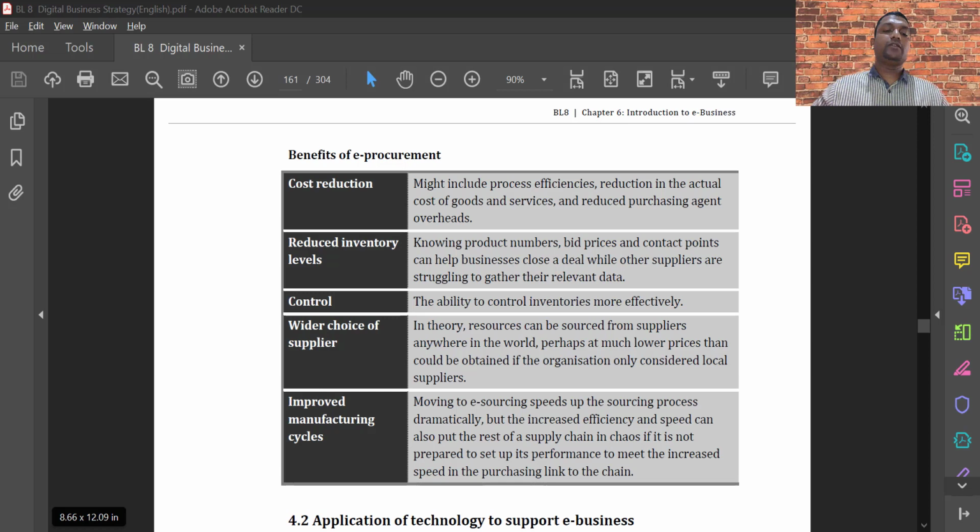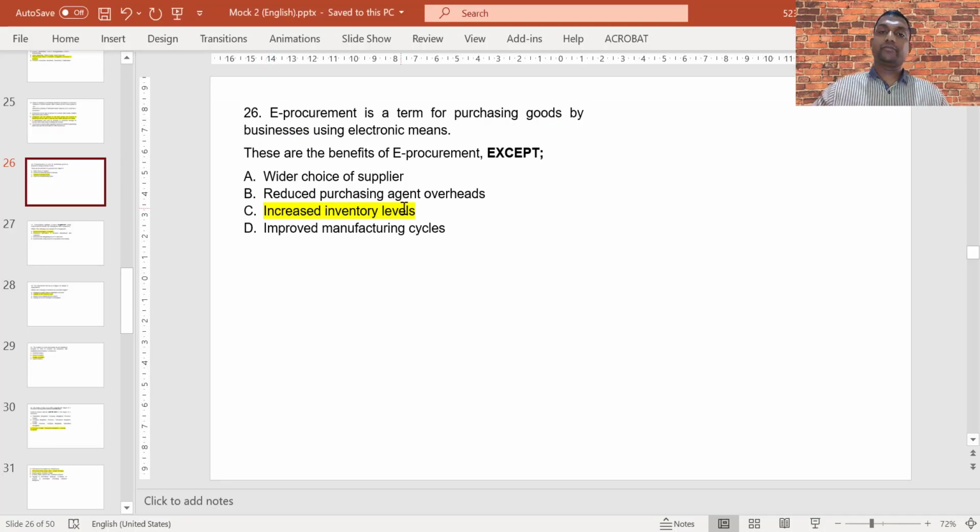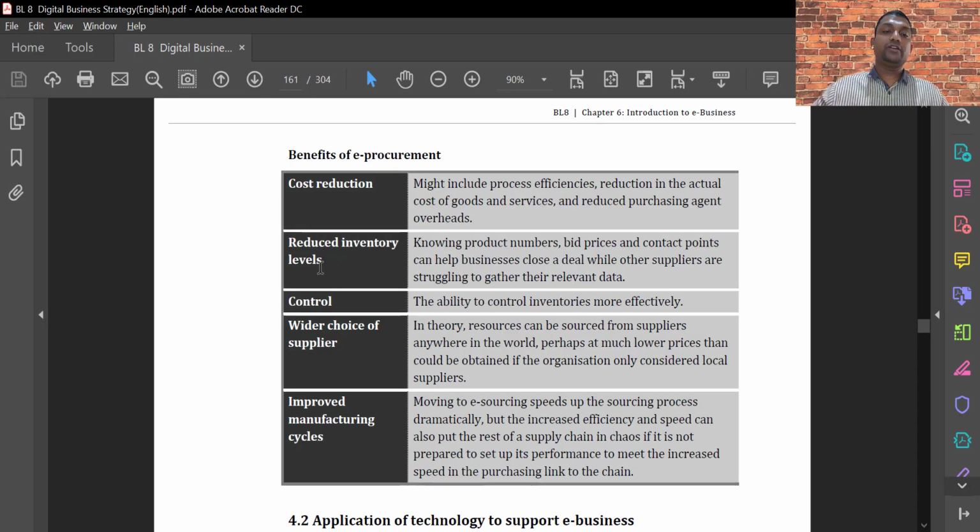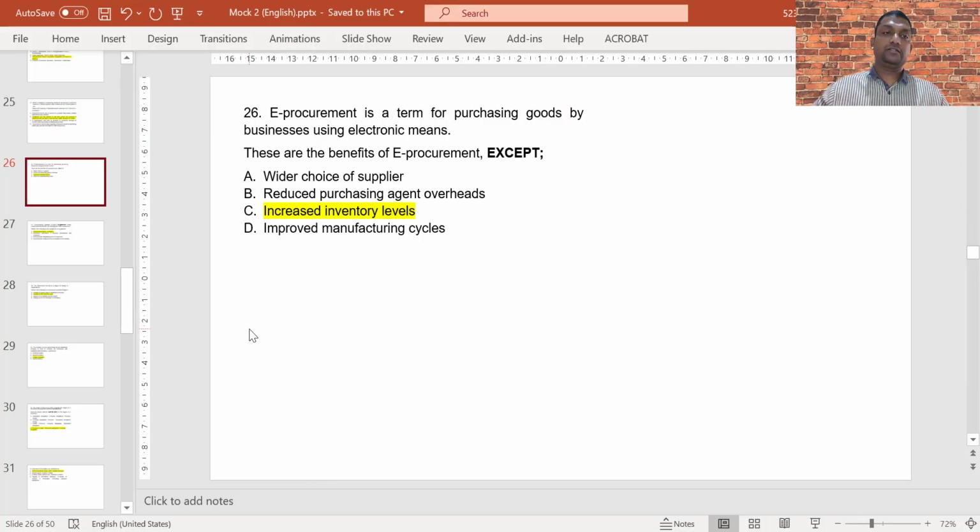So if we look at the question here, out of these 4, increase inventory level is the total opposite of what happens with the e-procurement system. So reduce inventory levels is the benefit that you are getting from an e-procurement system. So the answer is C.